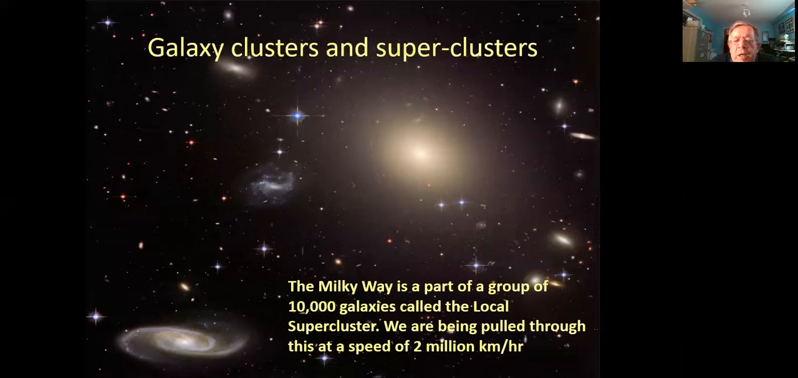And the large supercluster that we are a member of is in the direction of the Virgo constellation, and there are about 10,000 galaxies in it, and we are hurtling towards it at 2 million kilometers an hour, so a tremendous speed. But it's 50 million light years away to the center of the cluster, so it's going to take a very long time to get there.